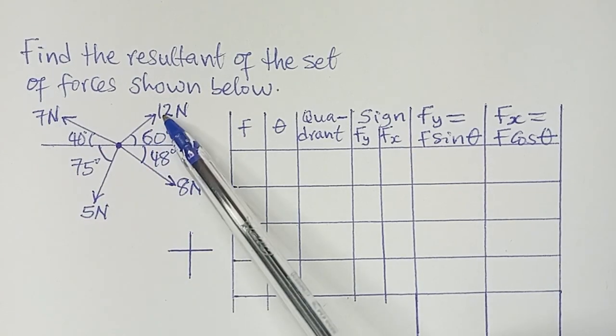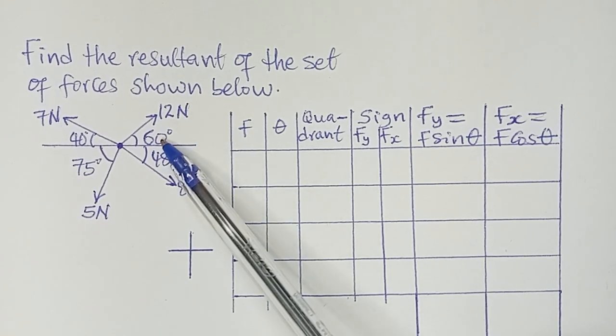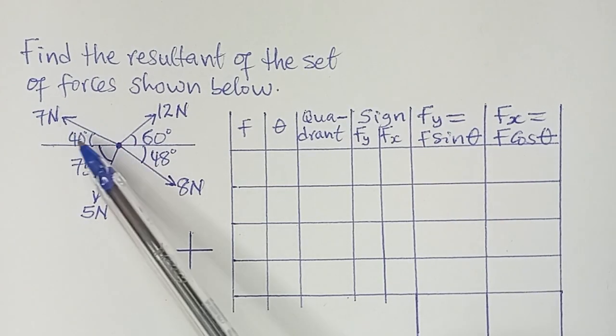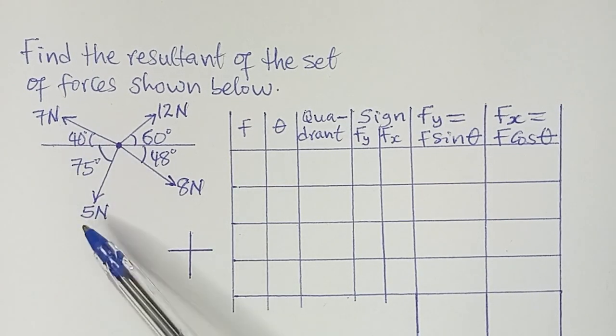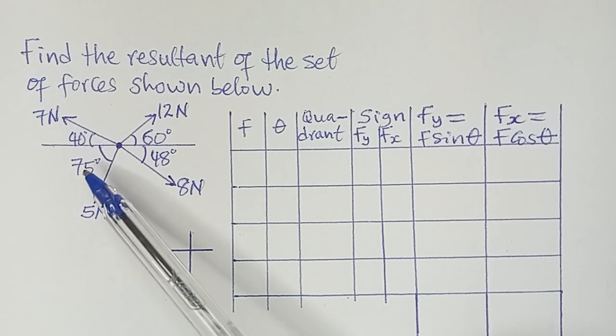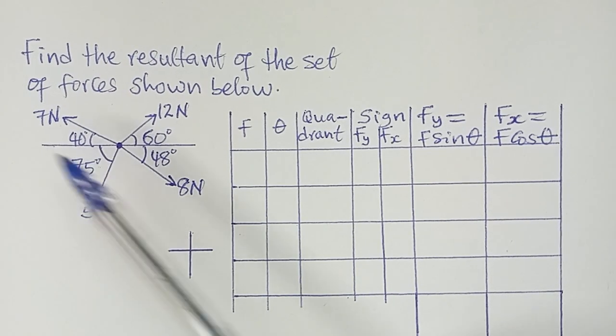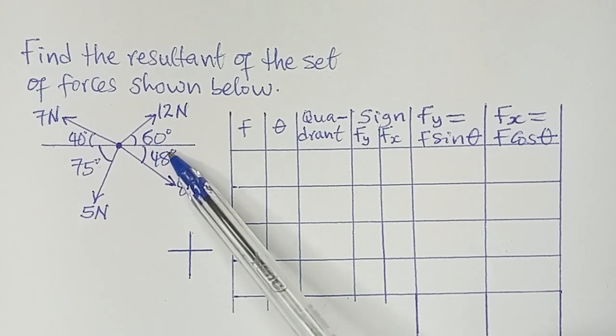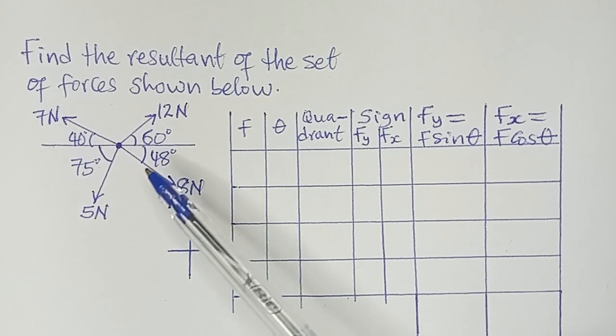So we have 12 Newton acting at 60 degrees to the horizontal. We have 7 Newton acting at 40 degrees to the horizontal. We have 5 Newton acting at 75 degrees to the horizontal. And we have 8 Newton acting at 48 degrees to the horizontal.